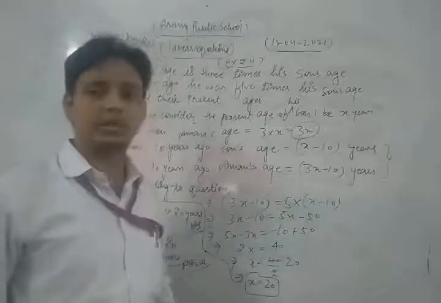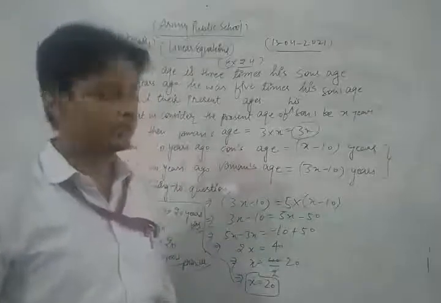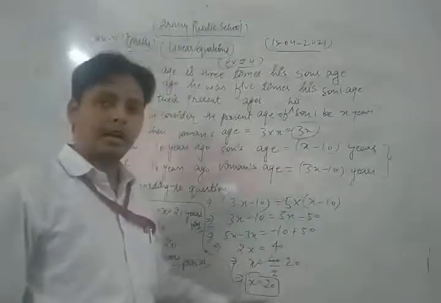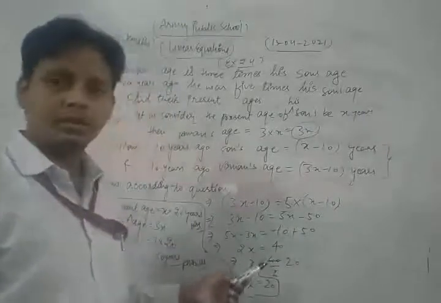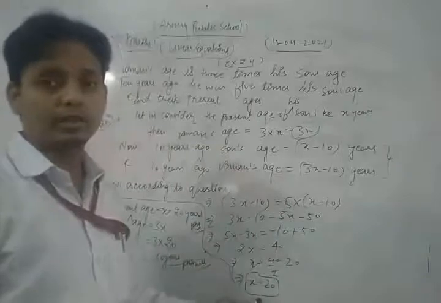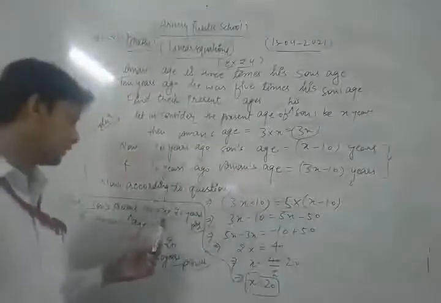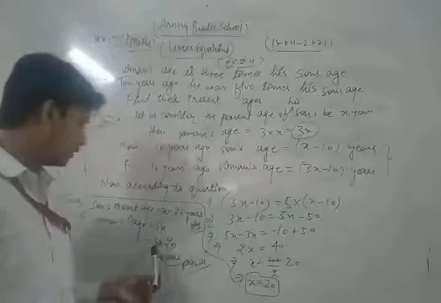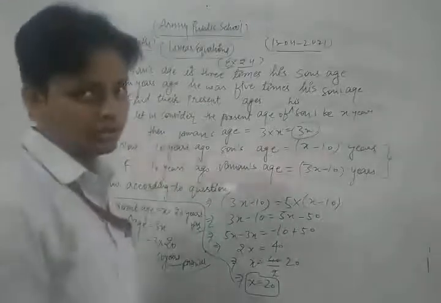Now after that we apply the conditions according to the question: 10 years ago Aman's age was 5 times his son's age. So we apply those conditions, and after solving and simplifying that equation we get the value of x as 20. Here x is the son's age, which is 20 years, and Aman's age, which is 3x, is 60 years.